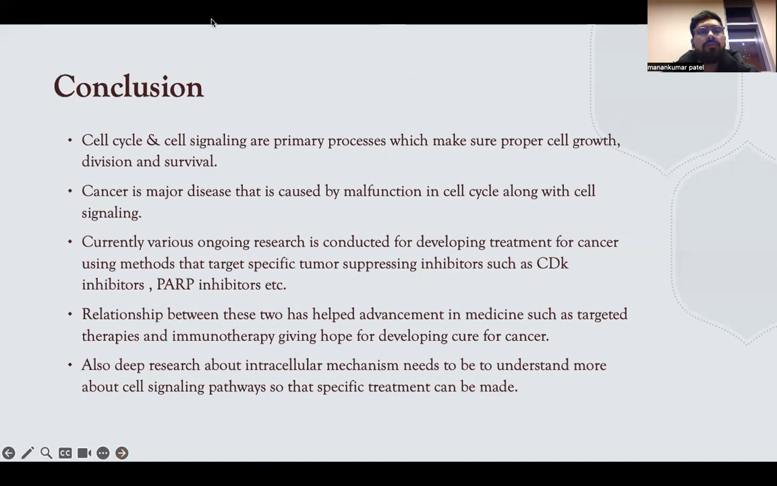So that's how the cell will escape apoptosis by duping this G2/M checkpoint. And let's see. For concluding my topic overview, I would say the cell cycle and cell signaling are primary processes which make sure of proper cell growth, division, and survival.